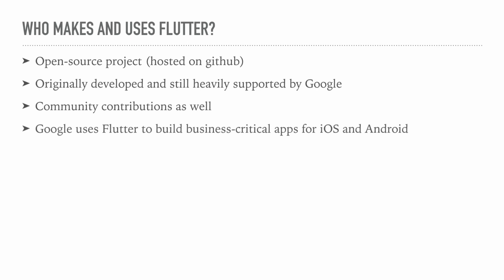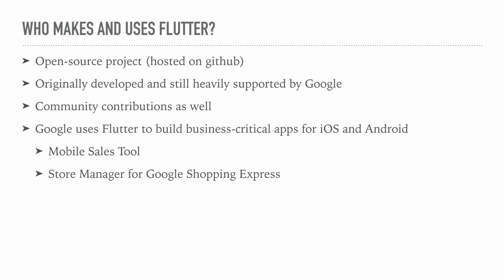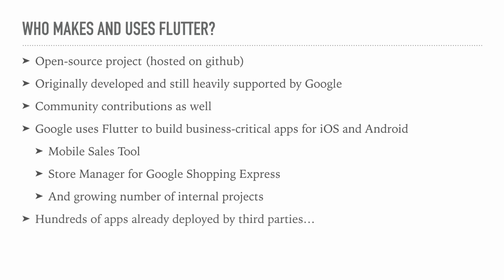And Google, of course, uses Flutter to build business-critical apps for iOS and Android. So they're already committed internally to this. For example, their mobile sales tool internally is done with Flutter. The store manager for Google Shopping Express, and a growing number of other internal projects. There are hundreds of apps already deployed by third parties in both the iOS and Android stores. In fact, if you're familiar with the musical Hamilton, even though most of you probably haven't seen it, the official app for that was done in 3 months from concept to in the store on both platforms using Flutter from scratch.